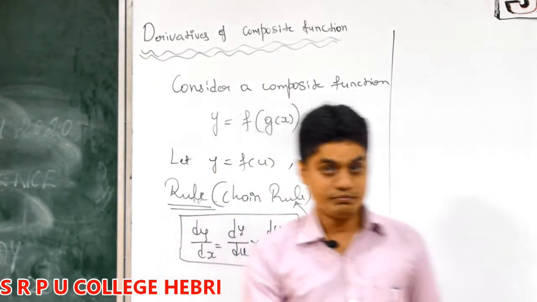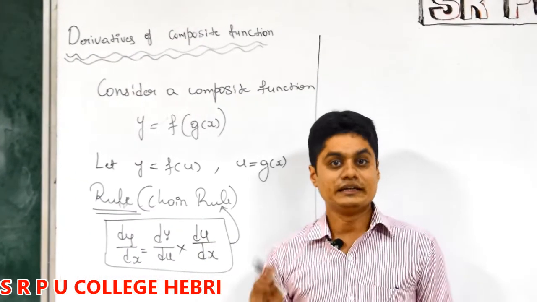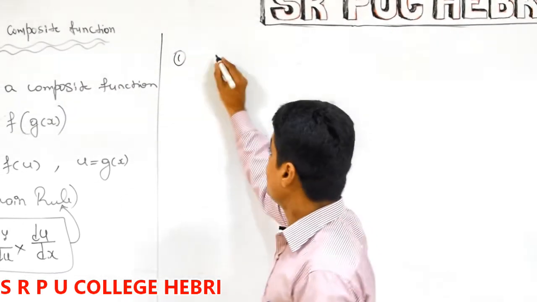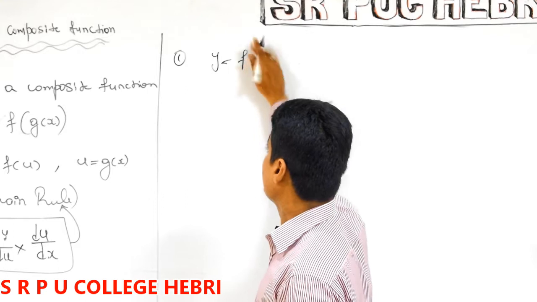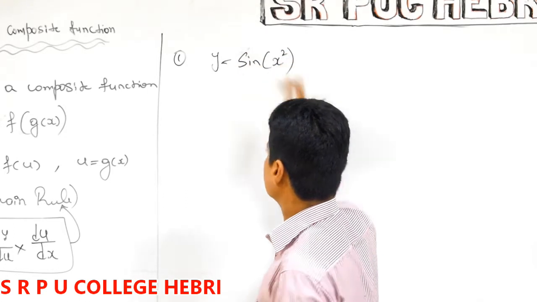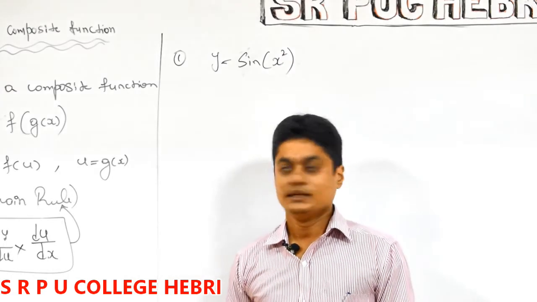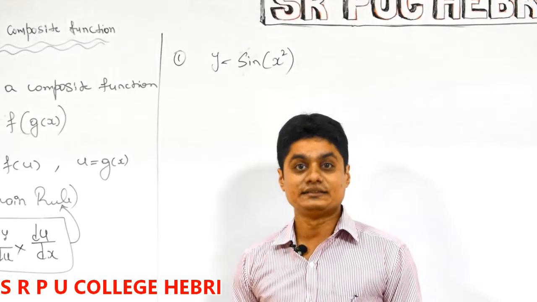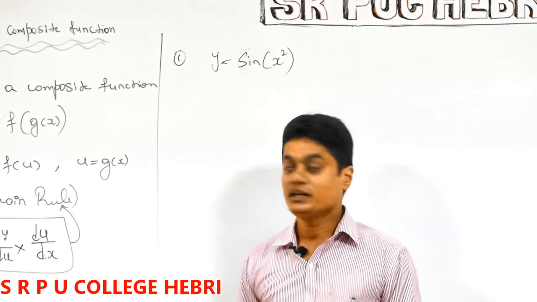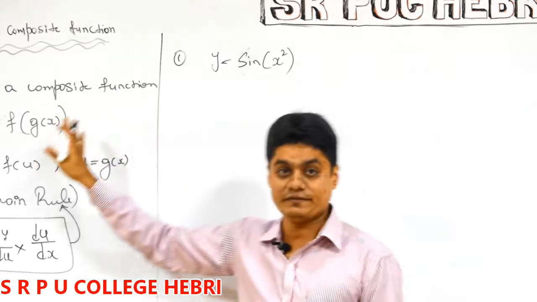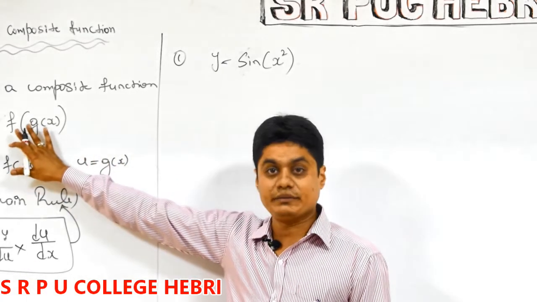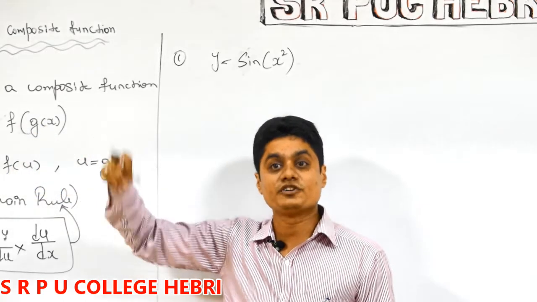Maybe it is difficult to understand just from this general explanation. Now we have one best tool to understand this, as I told, which is examples. So let me take one example first: y is equal to sine of x square. First identify that this is a composite function, because if it is not a composite function, this rule is not required. Remember, if the given function is not a composite function, definitely this rule is not required. First identify. For identification, I already told in the beginning: check whether the function is inside another.